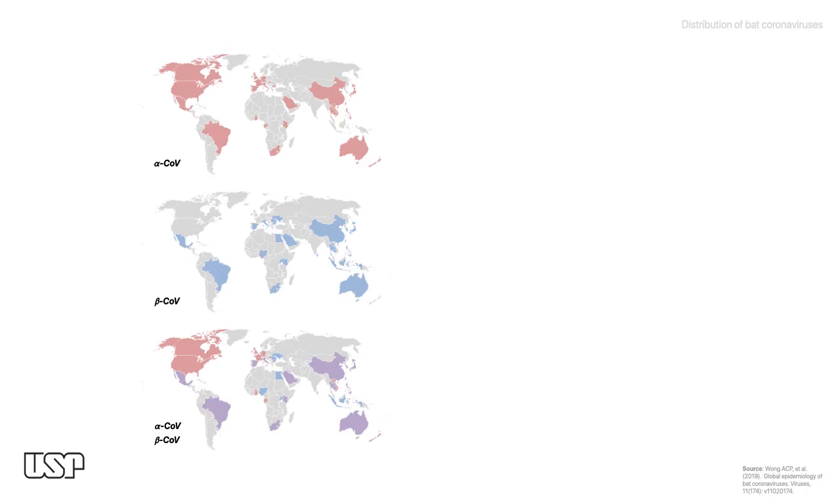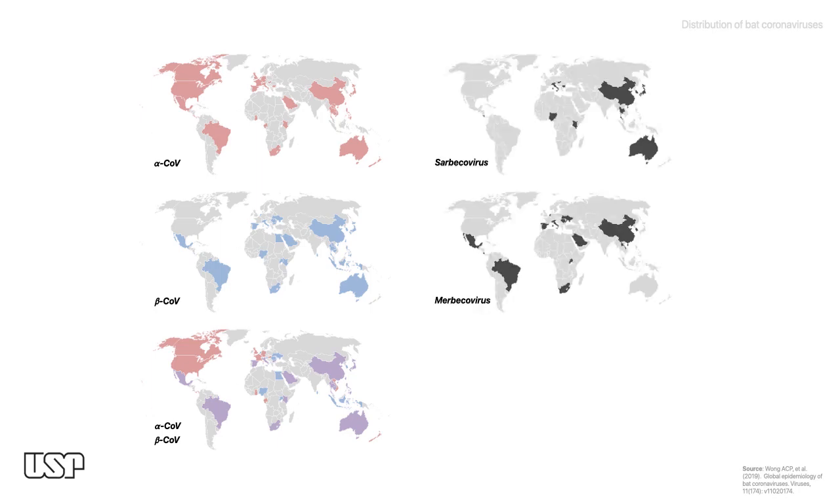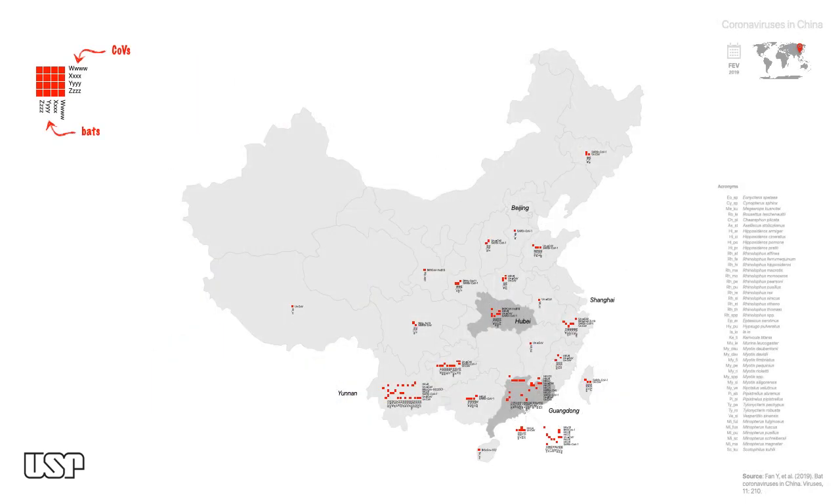However, both alpha and beta coronavirus are cosmopolitan. In beta coronavirus genus, however, the distribution of sabecovirus isolates tend to be more frequent in the Old World, whereas merbecovirus are more cosmopolitan. Nobecovirus, in turn, tend to be restricted to the Old World, especially Southeast Asia. China is the country with the highest number of coronavirus isolates in bats. The circulation of coronavirus in bats is well documented in China.